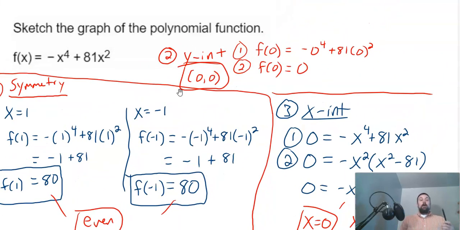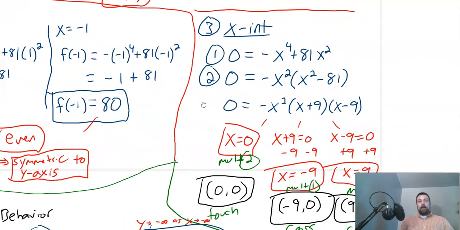For the y-intercept, I plugged in 0 for x. I ended up getting 0 for y, so I get the point (0, 0). Nothing else to say about that one.